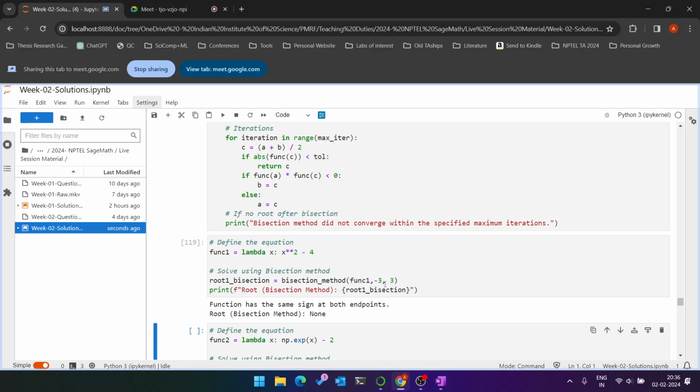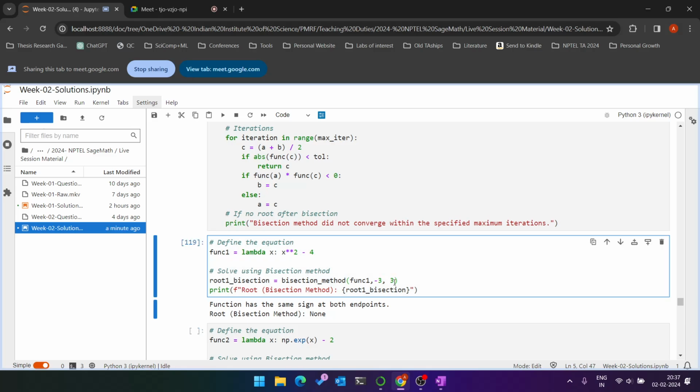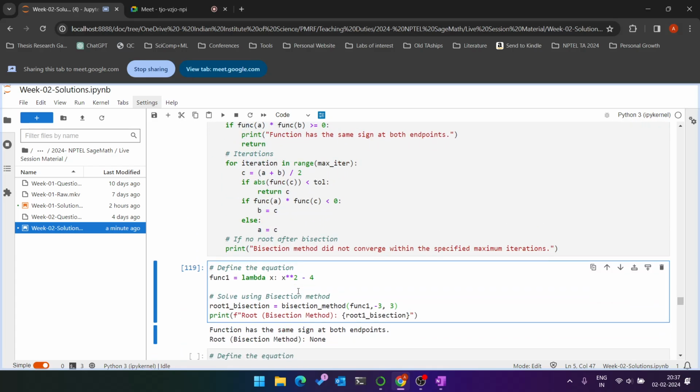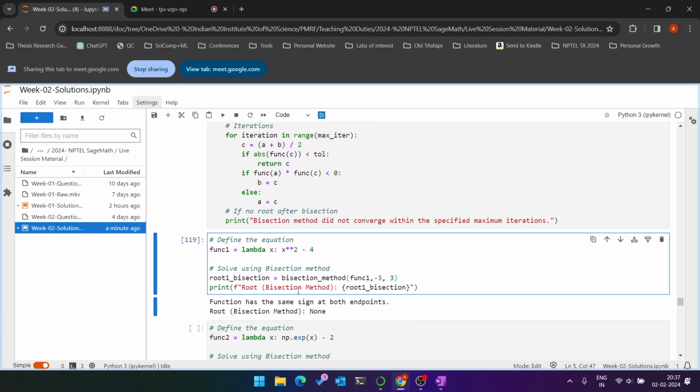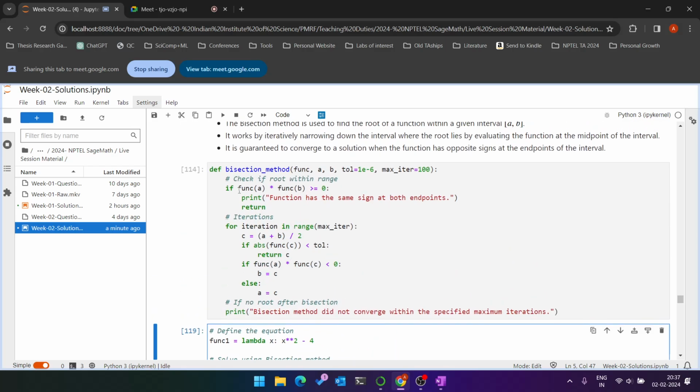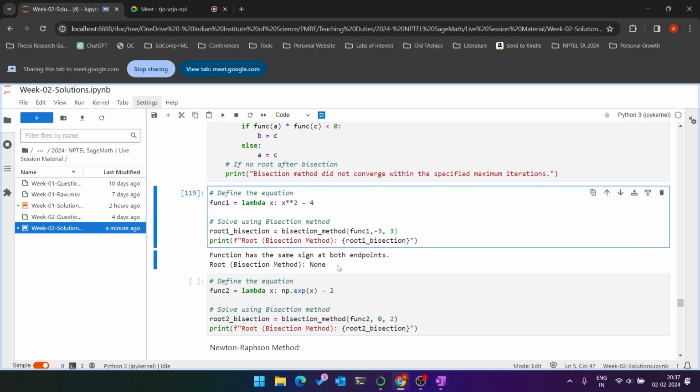Bisection, what happened here? We know that x square minus 4 has roots between minus 3 and 3. In fact, there are two roots between minus 3 and 3. But if we calculate the function value at minus 3 and plus 3, they are both equal to 5. So our bisection method no longer knows whether there are 0 roots or 2 roots or 4 roots or 6 roots and so on. Which is why this check is important.